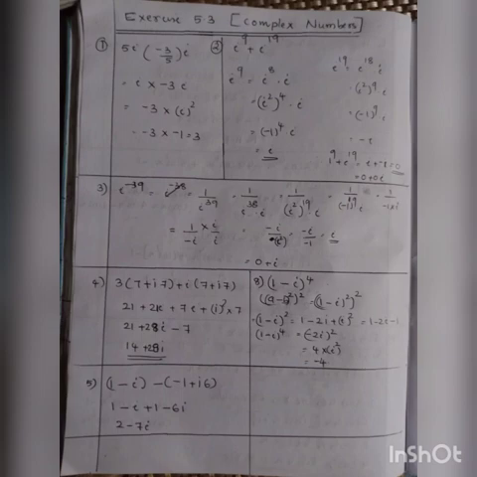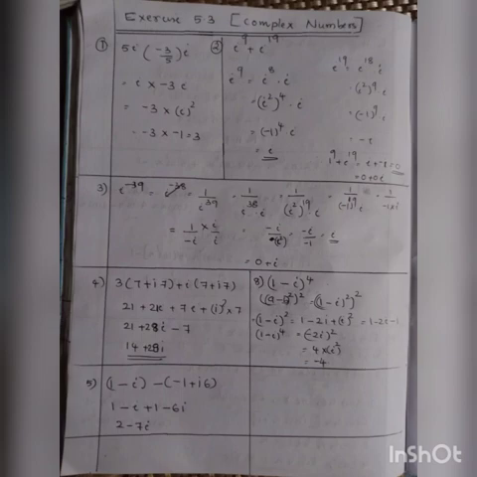Next, third question: we have to find i raised to negative 39. If the exponent is a negative integer, we have to convert the negative to positive. So i raised to negative 39 can be written as 1 by i raised to 39. You have studied 5 raised to minus 2 is 1 by 5 square, and 10 raised to minus 3 is 1 by 10 raised to 3. This you have studied in your lower classes.